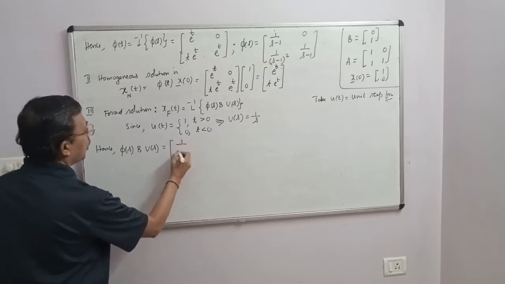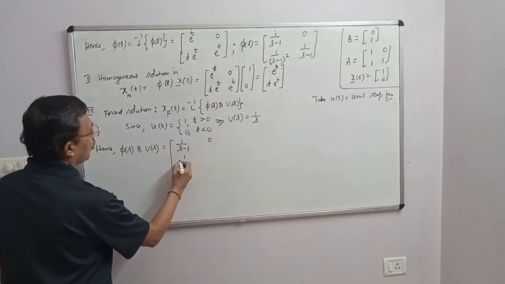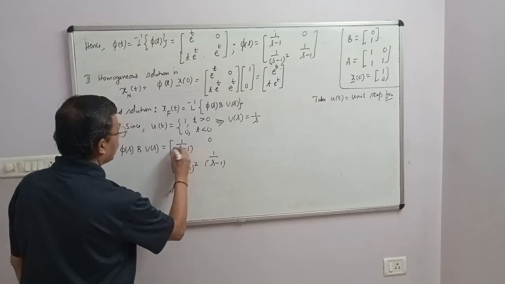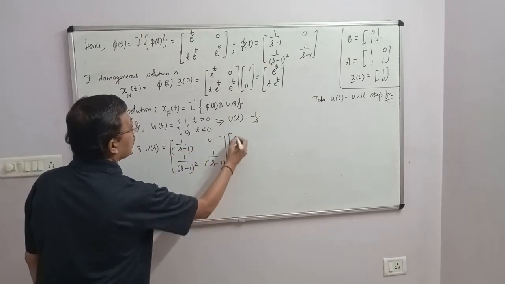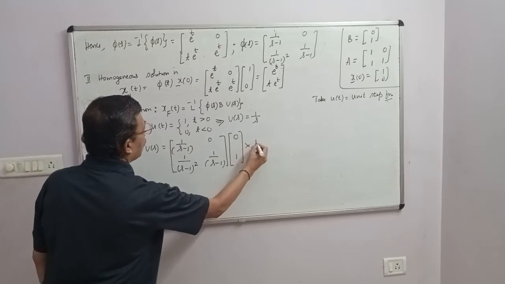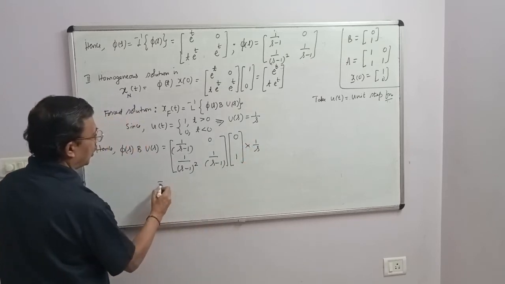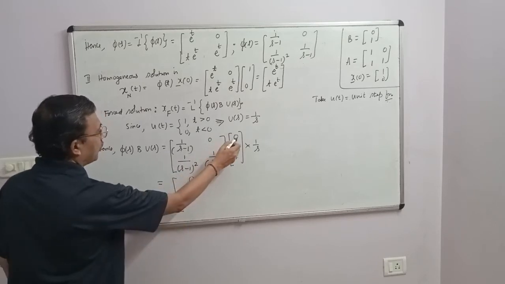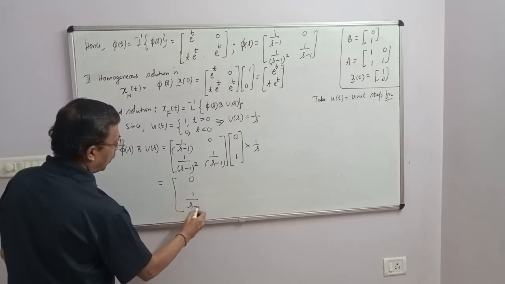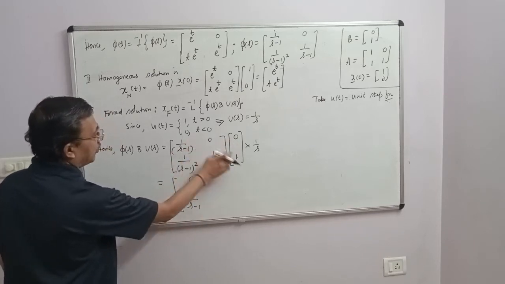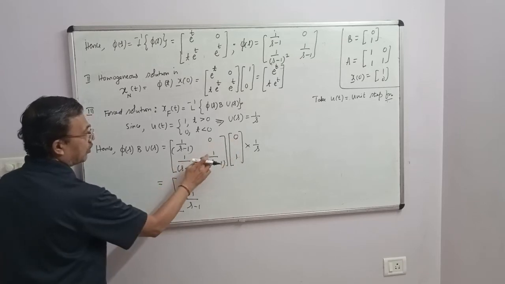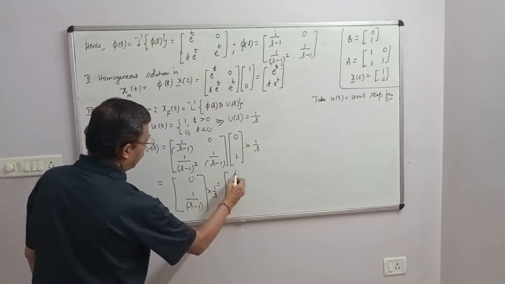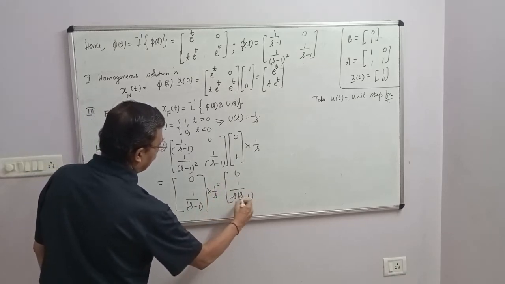Phi of s is 1 over s minus 1, 0, 1 over s minus 1 whole square, 1 over s minus 1. B matrix is 0, 1 multiplied by u of s. U of s is 1 by s. So multiply this into this is 0, this into this is 0, this into this is 1 over s minus 1, this into this plus this into this is 1 over s minus 1 multiplied by 1 by s. So you get 0, 1 by s into s minus 1.